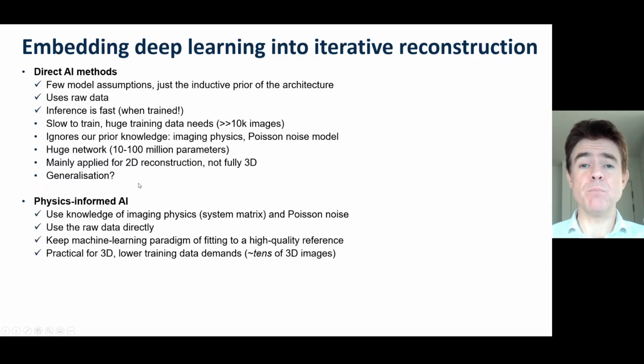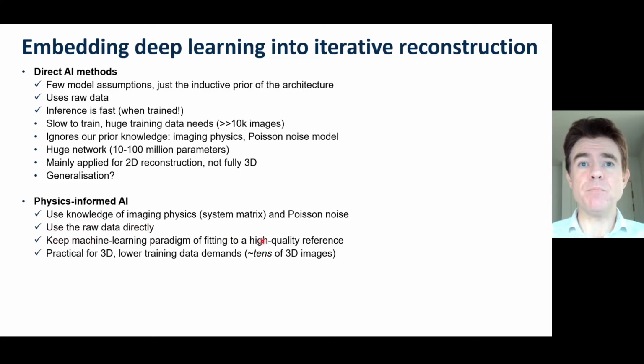So that then motivates going back and using our system model that we would use in iterative image reconstruction. And because we're using our system model, we can sometimes refer to these approaches as physics-informed AI or deep learning, because we now use that system model, the imaging model that we have, and we can also include our Poisson noise model or our Gaussian noise model, whatever it might be. So Gaussian for MR data, Poisson for PET data and SPECT data. Of course, just like the direct methods, they do use raw data directly.